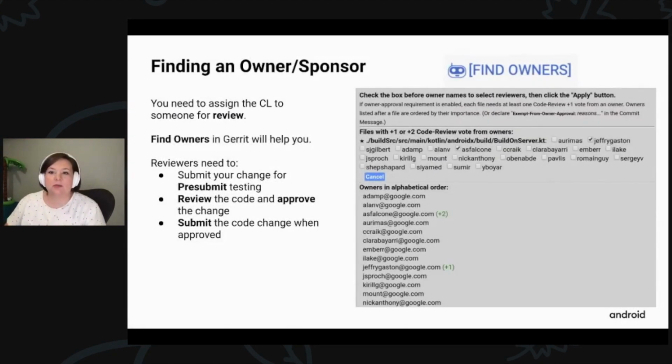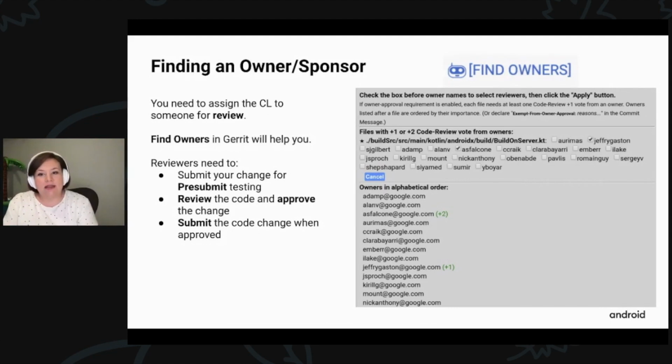CLs do need to be assigned to someone so that they'll get reviewed. If you've picked up a bounty bug, you should be able to assign the CL to the bug sponsor for review. Otherwise, you can find the owners using the Find Owners button in Gerrit and select 1 to 2 people to review the CL. Please don't assign more than 2 people. If they aren't the right people, they'll make sure that the right ones get it.